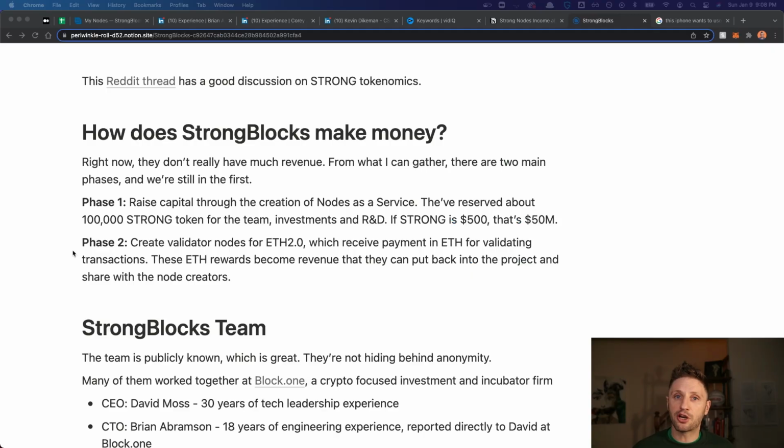Phase 2 is where they should start making some revenue. So in phase 2, they are going to create a validator node that validates ETH 2.0 transactions. For validating that transaction and putting it onto the blockchain, they receive a fee. That fee will become their revenue, which they will then be able to put back into the company and also plan to distribute to the other node holders.